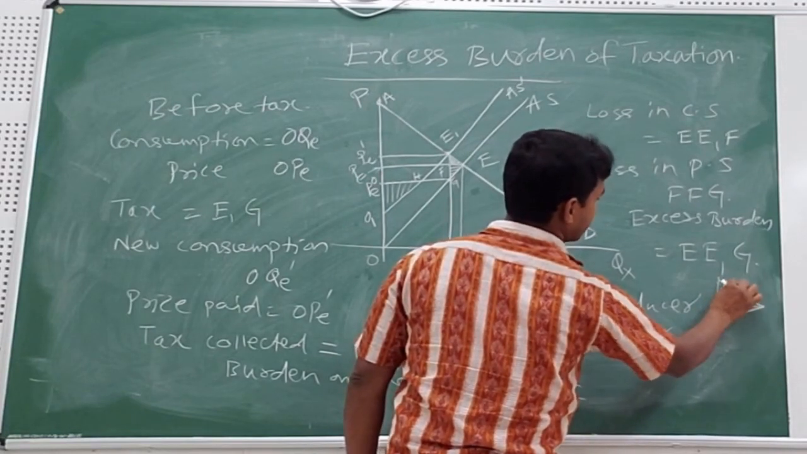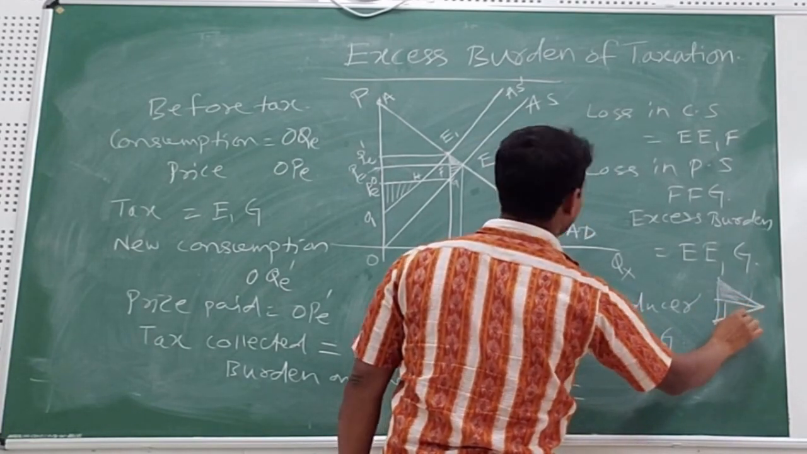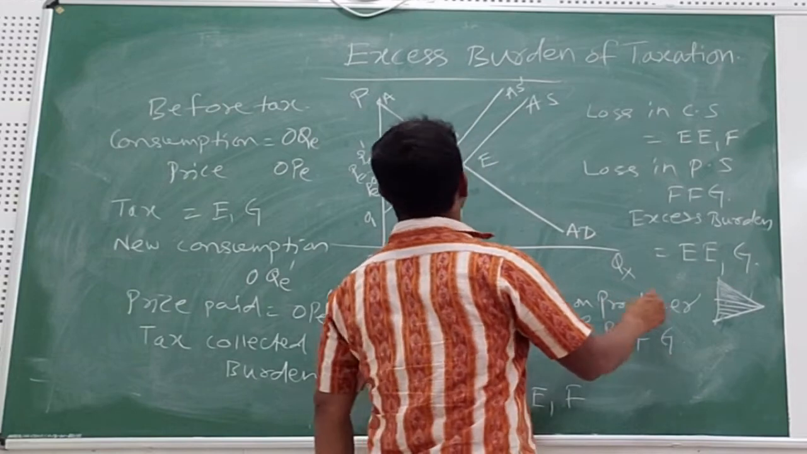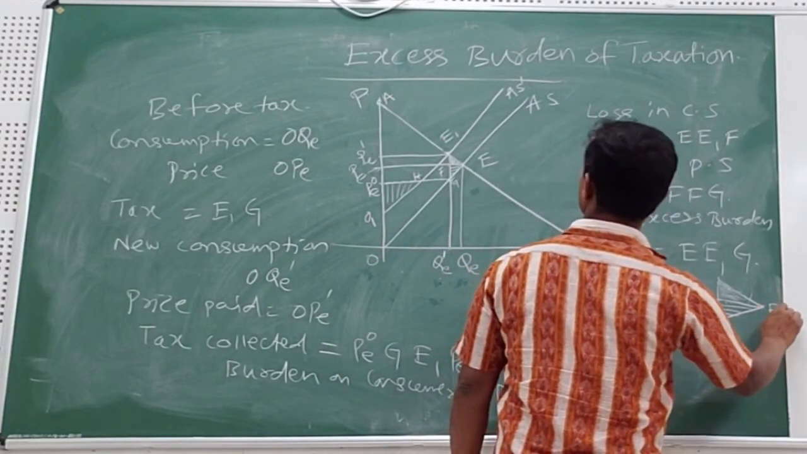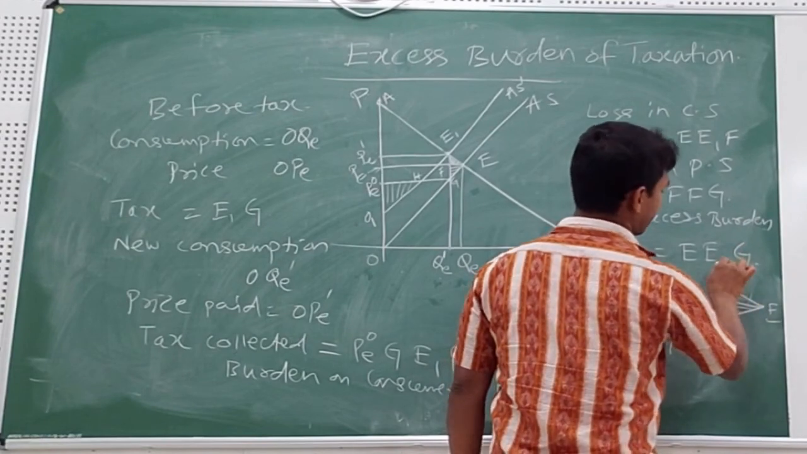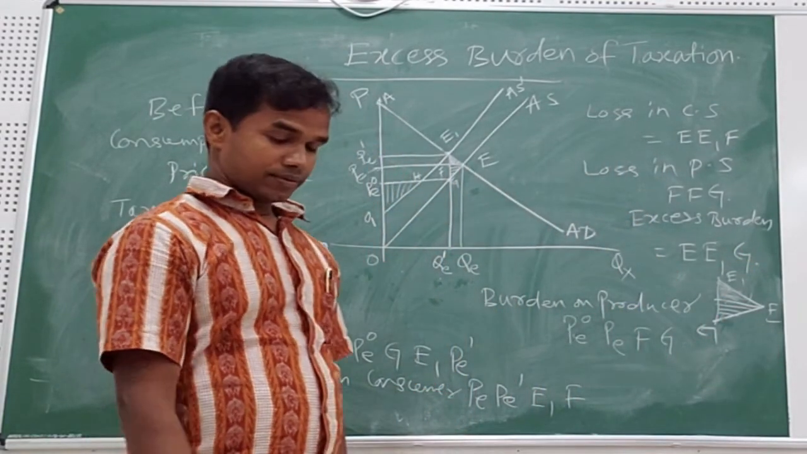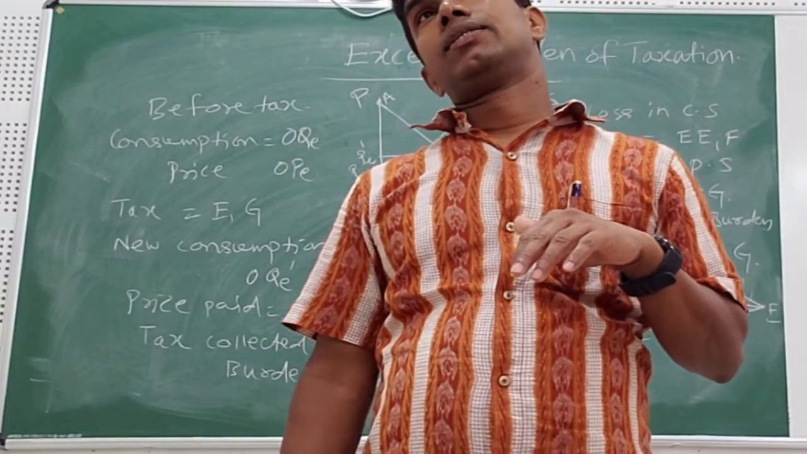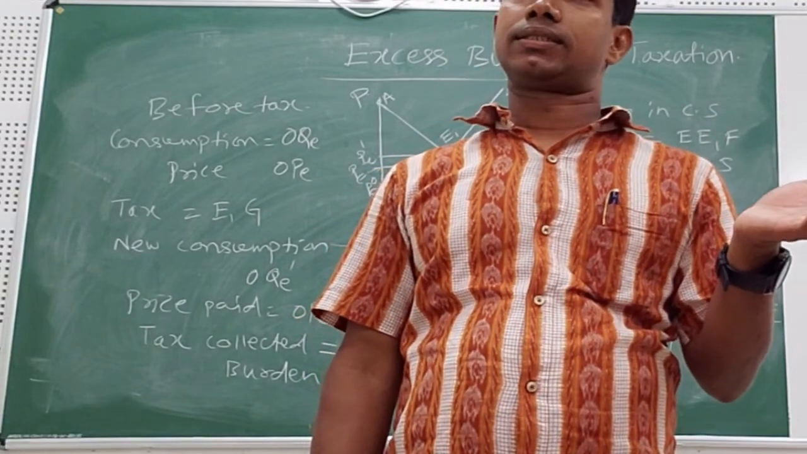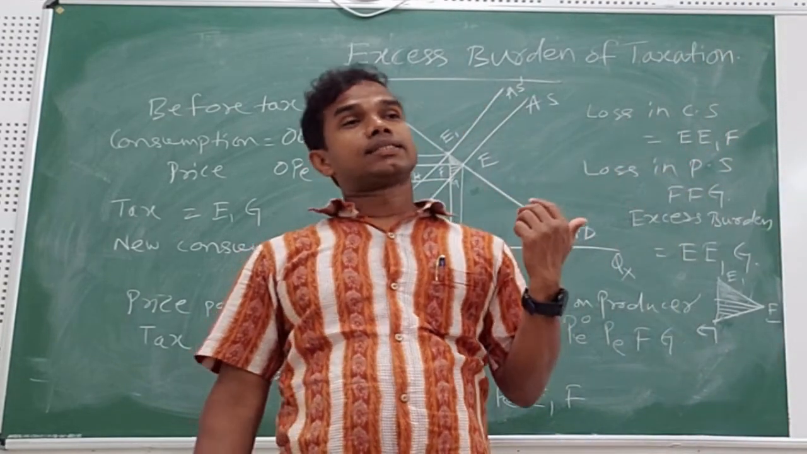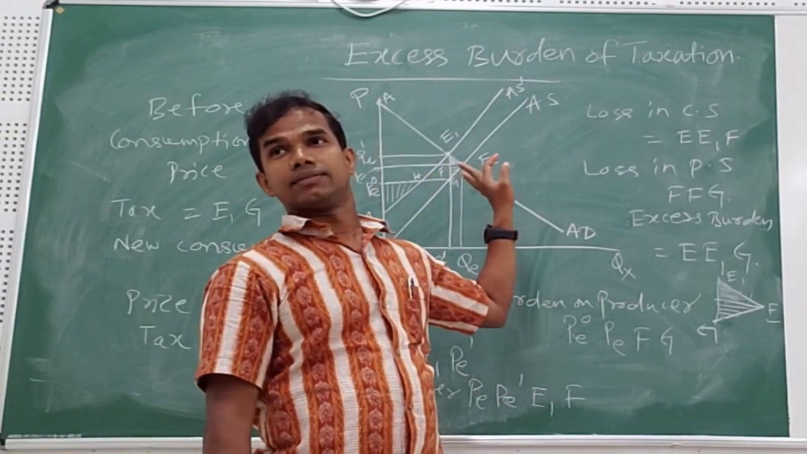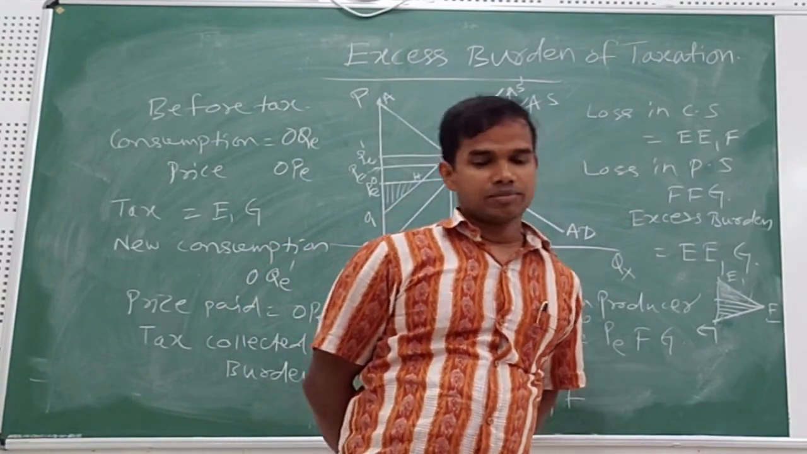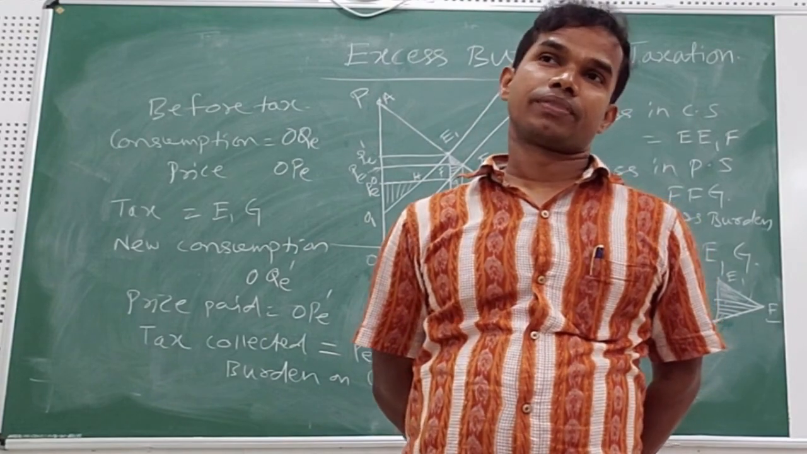So this is the triangle of G, E, and E1. That means the tax amount that the government collects is always less than the burden that society carries. So in optimal tax, our objective will be how to minimize this. How can we minimize the excess burden when your objective is a fixed amount of revenue?